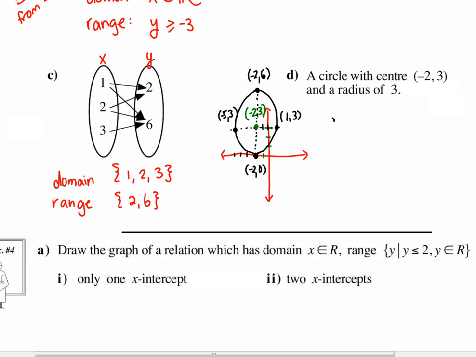Okay, domain. How far left does this graph go? -5. Okay, you see that? -5 from here to here. And how far right does it go? The x coordinate. 1. So it goes between -5 and 1. So if it's between two numbers, we put x in the middle. Which way should our arrows face? Both to the left.